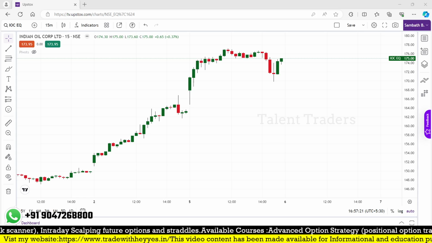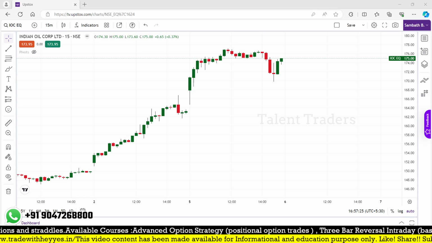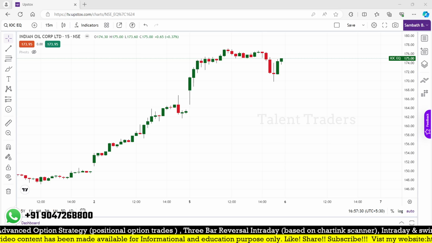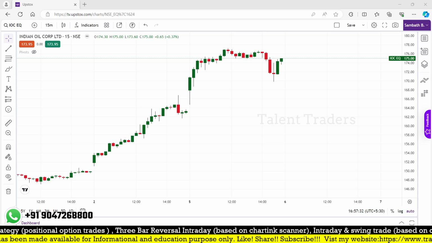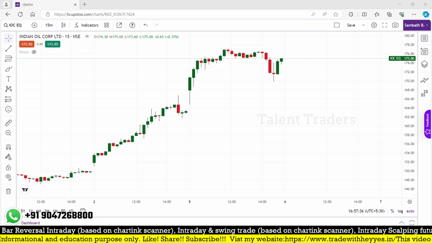I'm just going to explain how we create the scanner and what logic I'm going to use. But I'm not going to share my indicator, that is, the scanner, which is only shareable in my premium Telegram group. So if you want to access all my premium scanners, you can join my premium group.